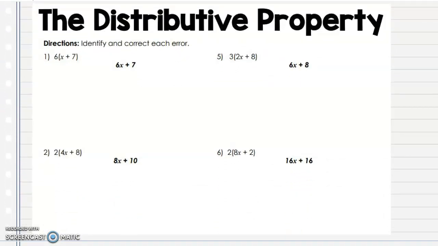So in a moment, you're going to get this worksheet, and it's going to be a little different because you are going to identify and correct each error, okay? So for number one, you see that the student went ahead and used the distributive property. You have to determine if they did it correctly or if they made a mistake. And if they made a mistake, you need to correct it. So pause the video real quick and let's pass out this practice worksheet for everybody.